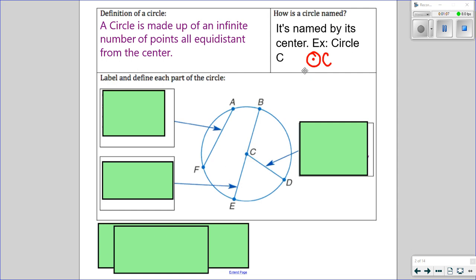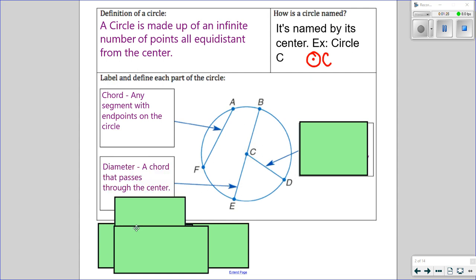With the parts of a circle, we have three things that we're going to name. So AF is called the chord. The chord is any segment with endpoints on the circle. So notice that F and A are sitting on the circle. So it's a chord.